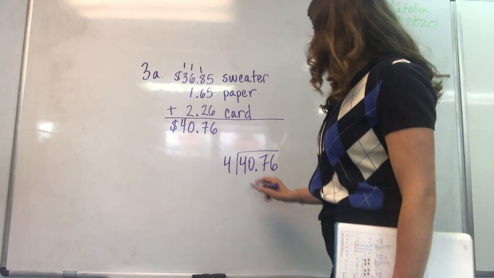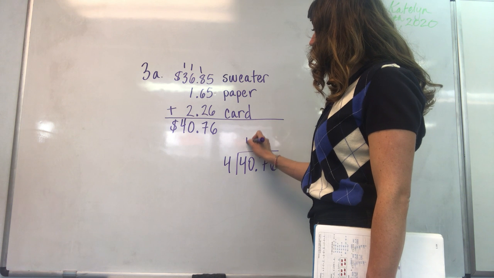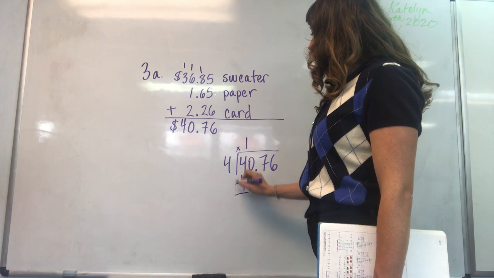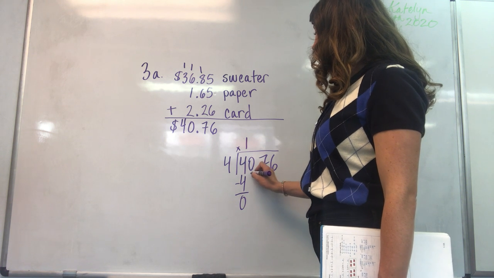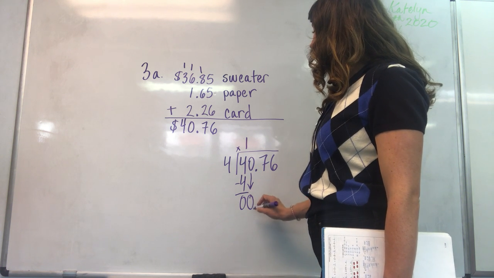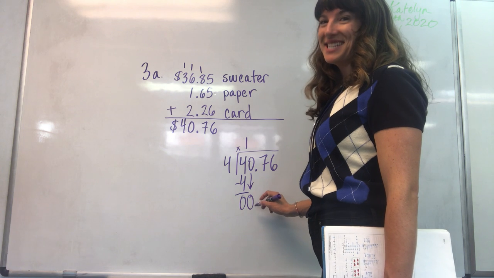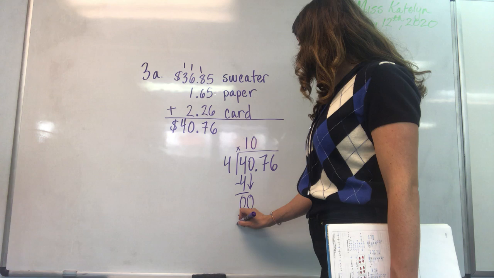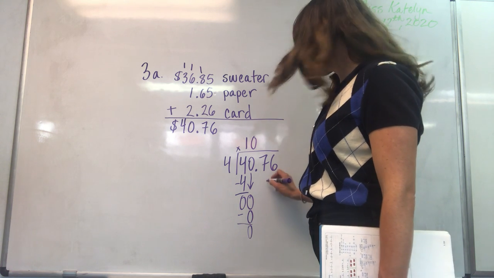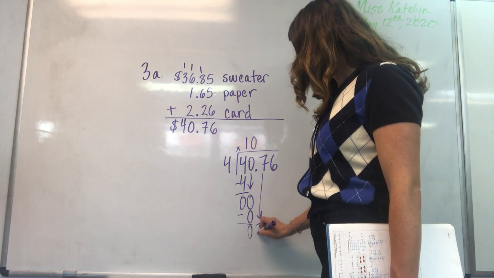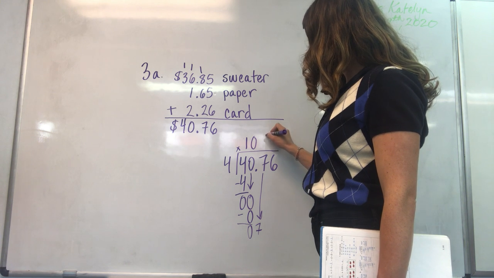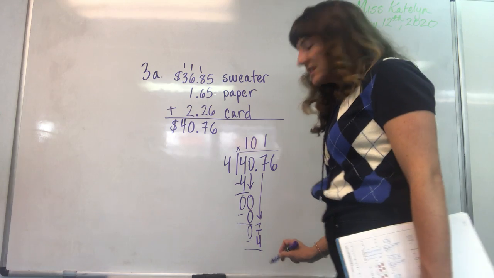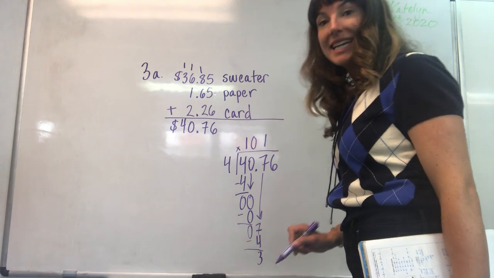Here we go. Four into four is one. 1 times 4 is 4. 4 minus 4 is 0. 0 is less than 4. Bring the 0 down. 4 goes into 0, 0 times. 0 times 4 is 0. Subtract. 0 is less than 4. Bring down. All right, 4 goes into 7 one time. 4 minus 7, can you see this? 3? Very good. 3 is less than 4.